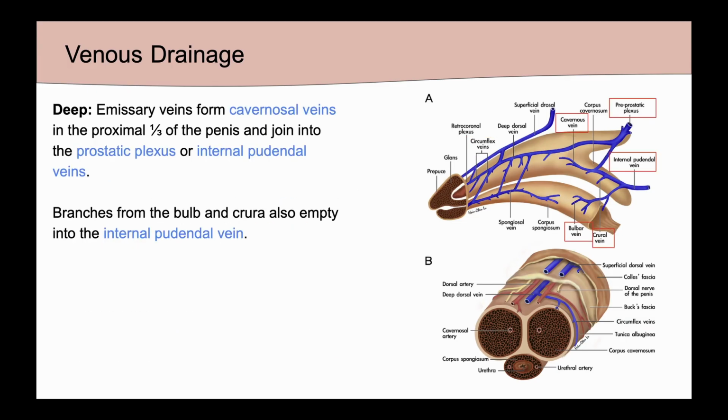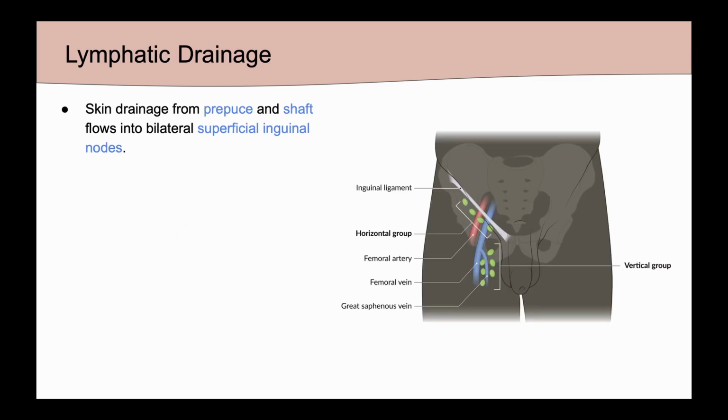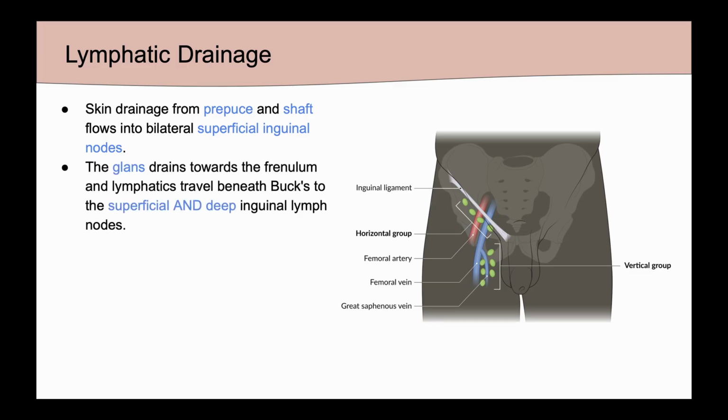Emissary veins form cavernosal veins in the proximal one-third of the penis and join into either the prostatic plexus or internal pudendal veins. Branches from the bulb and crura also empty into the internal pudendal vein. In regards to lymphatic drainage, skin drainage from the prepuce and shaft flow into the bilateral superficial inguinal nodes. The glans, however, drains towards the frenulum and beneath Buck's to both the superficial and deep inguinal lymph nodes. In those who are circumcised, the skin distal to the circumcision scar drains into the glans.